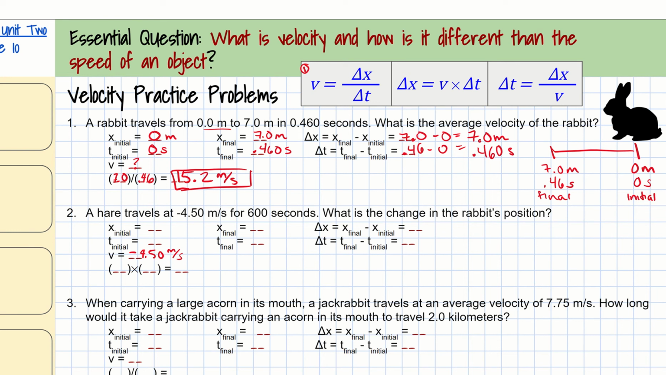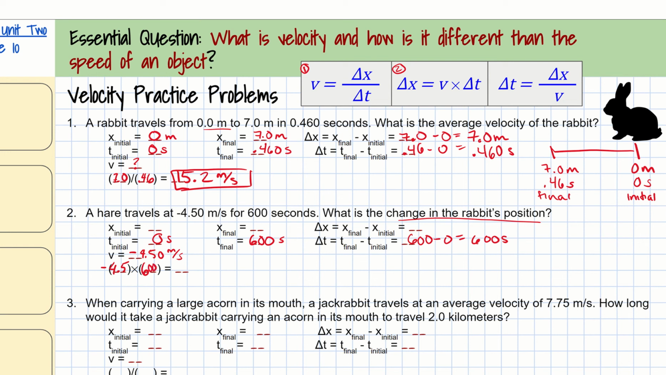We know the time, so they did it for 600 seconds. That means the initial time, and this is true most of the time, we're going to set equal to 0. And our final time is 600 seconds. So we have 600 minus 0 for 600 seconds. If we are trying to find the change in the rabbit's position, that's the second equation here. It gives us the change in position equals velocity times the change in time. Here we know the velocity, negative 4.5, times the time, which is 600 seconds.